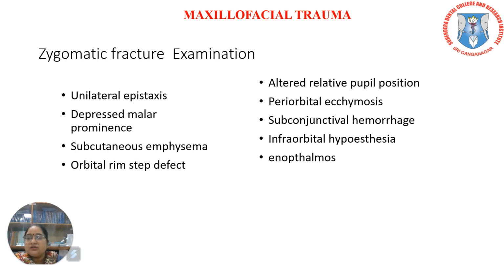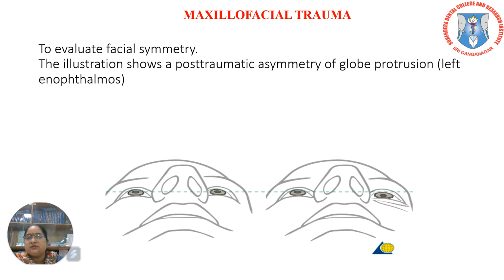For zygomatic fractures, you can check for unilateral epistaxis, that is the bleeding from the nose. It can be unilateral or bilateral. Depressed malar prominence, that is the cheekbones are depressed. Or the patient is having swelling around the eye, that is subcutaneous emphysema. We can feel a step in the infraorbital rim or altered pupillary level, periorbital ecchymosis. We can see redness in the eye area, that is subconjunctival hemorrhage, or we can ask the patient if there is any paresthesia around the infraorbital nerve distribution, or the eye is looking sunken in these types of cases.